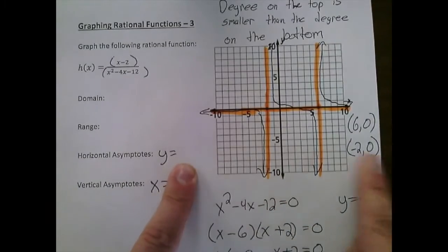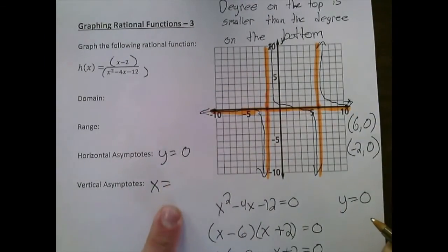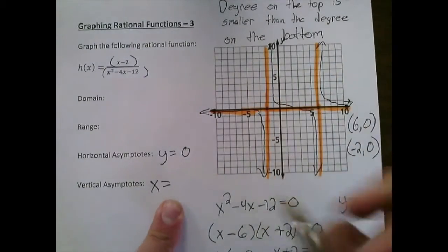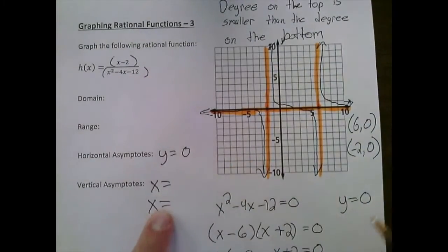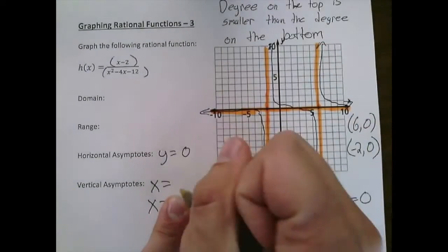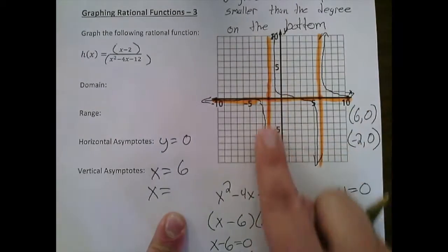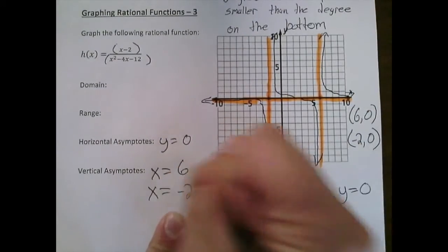So the y equals is just going to be the same y value over here. It's going to be y equals 0. For the vertical asymptote, I have 2, so I'm going to need x equals twice. For one of them, we're going to have x equals 6, which is this vertical asymptote. And for the other one, I need x equals -2, which is this vertical asymptote.